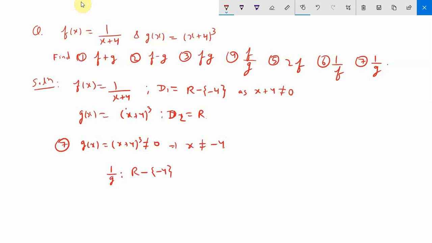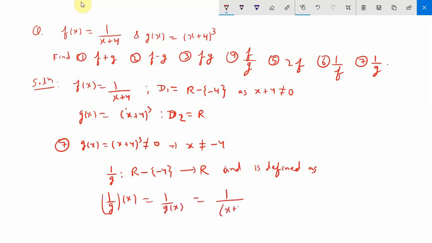Minus 4 should be excluded, and range will be R, and is defined as (1/g)(x) equal to 1 by g(x), and this will be 1 by (x + 4)^3, for all x that is an element of R minus {-4}.